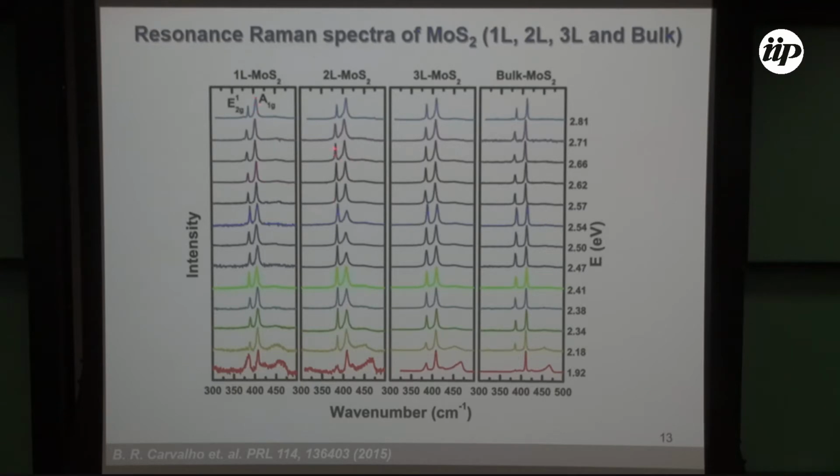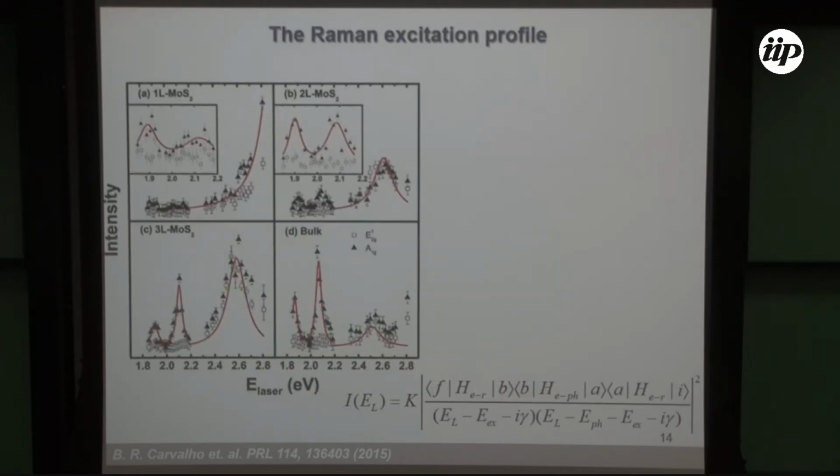As you can see, for instance, the intensity here is completely inverted for this laser energy. And we were trying to understand how this works. So what we did is what we call the Raman excitation profile. We considered the intensity of this peak as a function of the laser energy. And what we got was this.